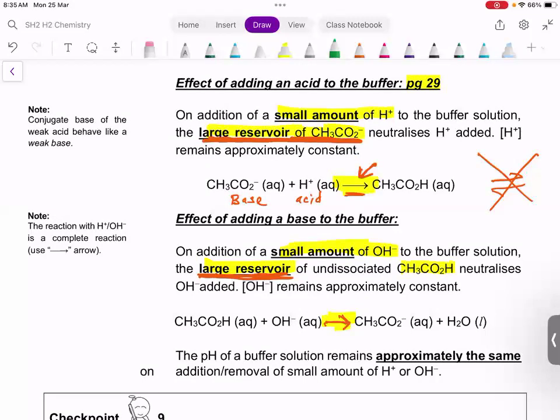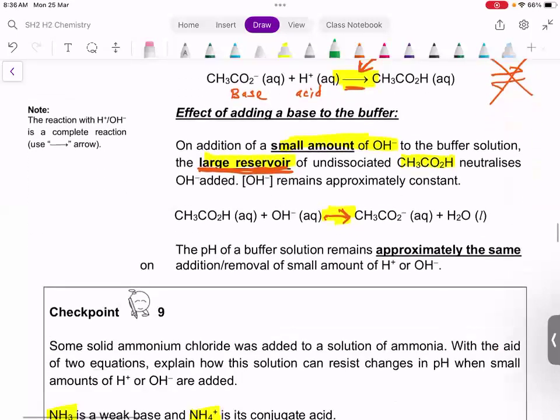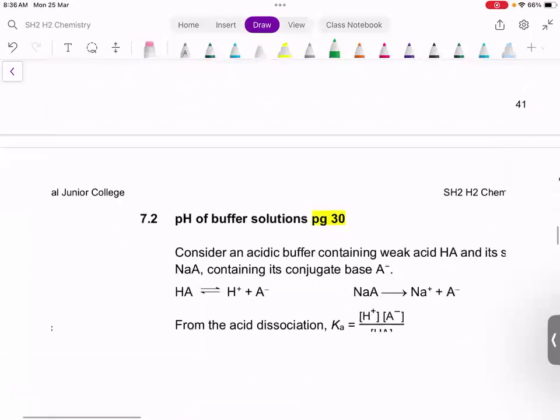Okay, so later on, I'm going to show you an expression. And that expression will explain to you why even after complete removal, there is still a slight change to the pH. So just bear with me again, a little while. Right, so let's move on to the next part.